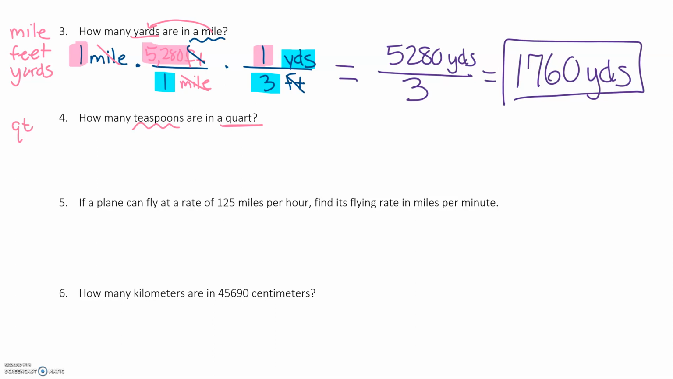Okay, and we know that we can't go directly from quarts all the way down to teaspoons. So this one's going to have a lot of steps, but we do know that we can go from a quart to a pint, and then we can go down to another smaller unit, which is a cup, and then we can get down to a tablespoon.